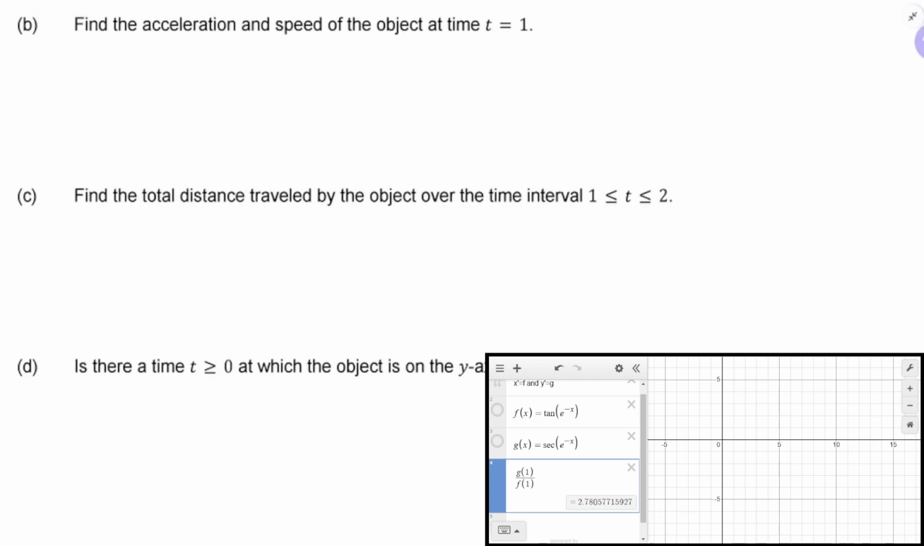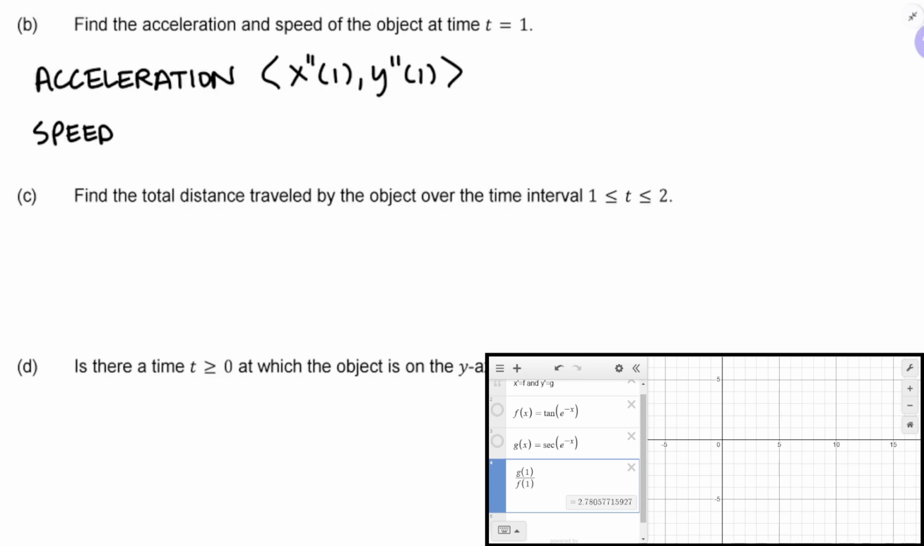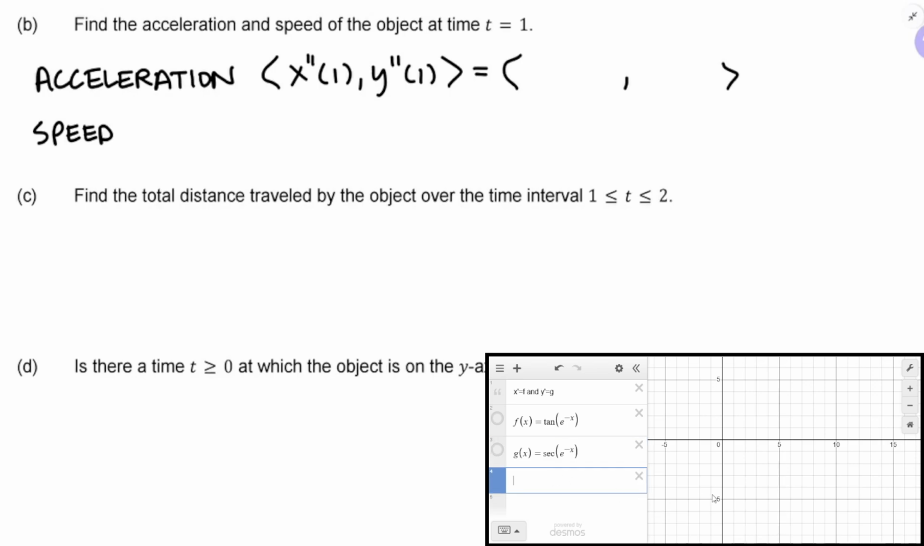Right. Part B, we're asked for both the acceleration and the speed of the object at time t equals 1. So we're going to set up for the acceleration and for the speed and make sure we're declaring two different answers. Now the acceleration is going to be a vector. We talked about that earlier. It's going to be x double prime of 1 and y double prime of 1. So x double prime is going to be f prime of 1, and I get -0.423, and then I'm going to change that to a g and get -0.152.